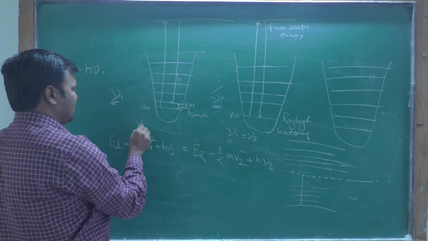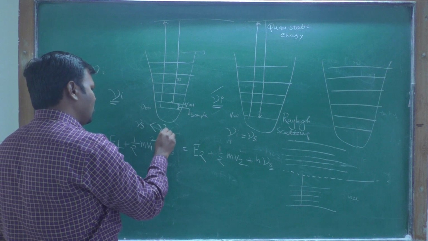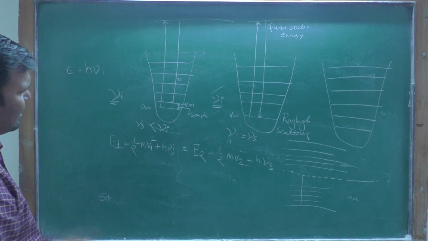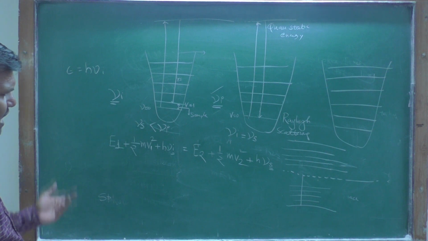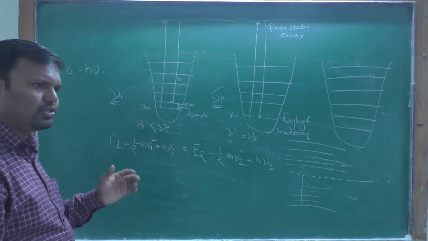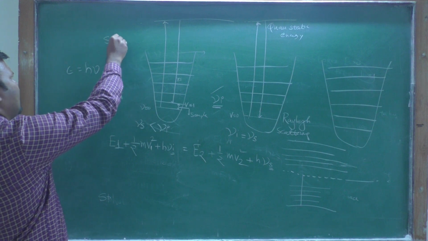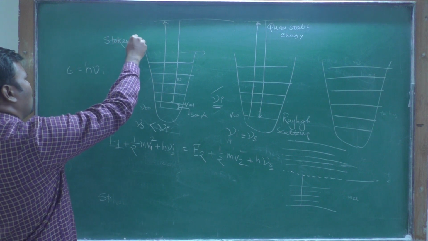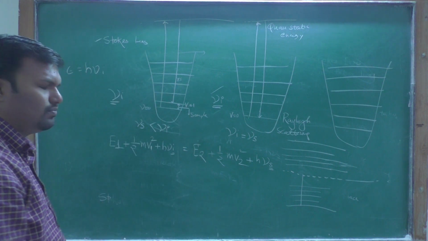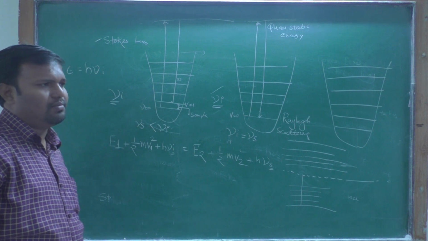Therefore mu s, the frequency of the scattered light, is less than the frequency of the incident light. That type of line observed in the spectra, where the scattered light frequency is lower than the incident light, is called Stokes scattering or Stokes lines. The frequency of scattered light is less than the frequency of incident light.